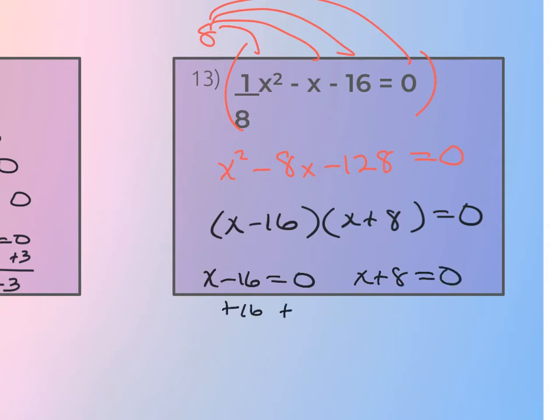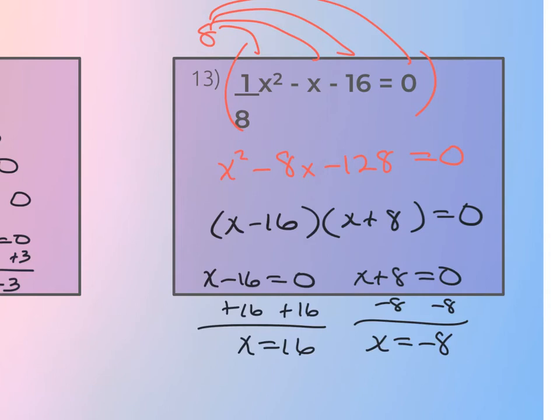Add 16. X equals 16. Over here, subtract the 8. And x equals -8. So this is the end of the examples for the solve by factoring. Next, what we're going to do is solve by square root.